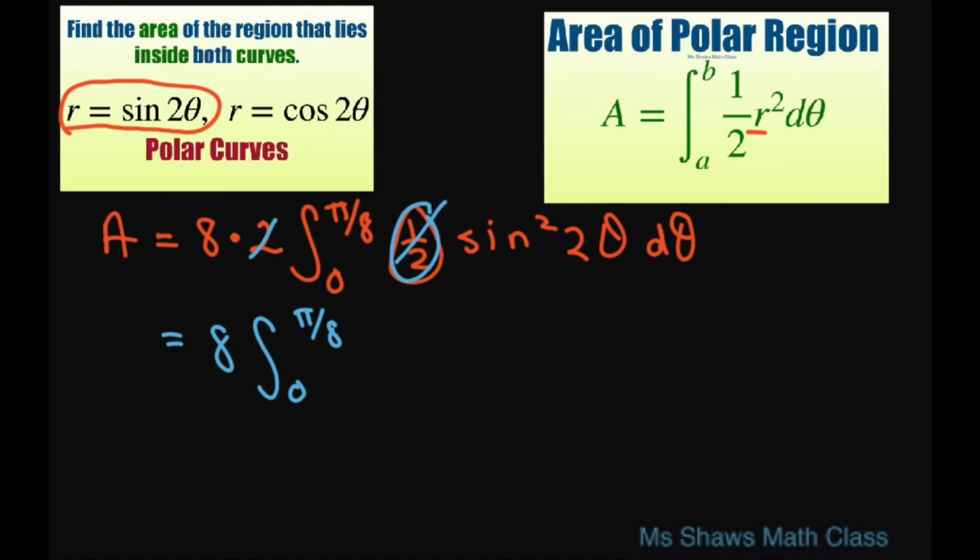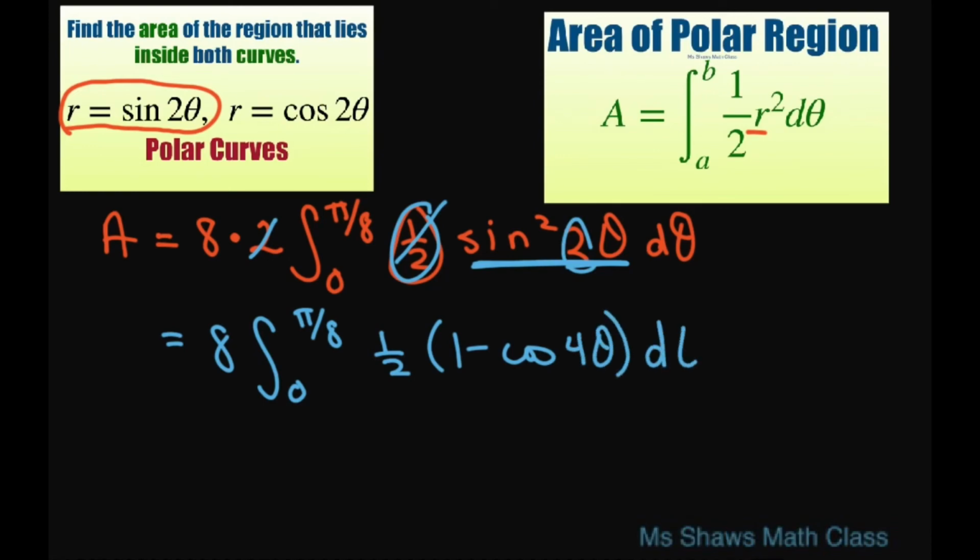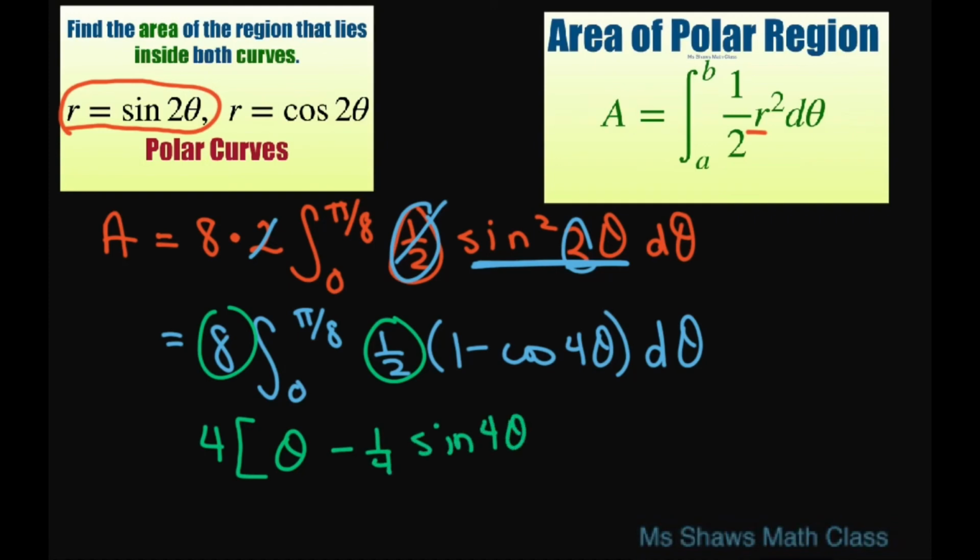And what I'm going to do is use my identities to make integration easier and write this as 1/2 times 1 minus cosine. Usually we use 2 theta, but now that we have a 2 here, it has to be 4 theta. All right. Now let's go ahead and integrate. I can multiply these two, so that's going to be 4. And when you integrate, you're going to get theta minus 1/4 sine of 4 theta. And we're evaluating from 0 to pi divided by 8.